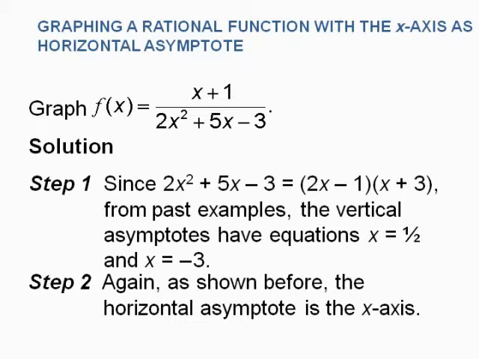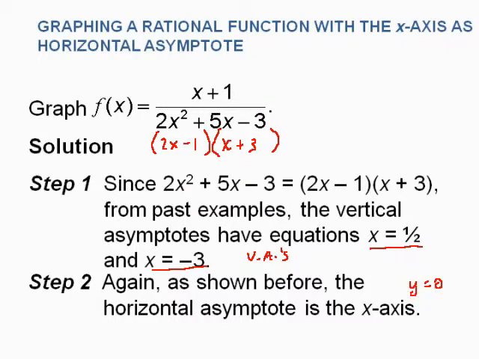If we have this next graph we're going to look at, we can factor this denominator here and get 2x minus 1 times x plus 3, factoring, and we could, of course, check that by FOILing. Setting each one of these equal to 0, we're going to get the vertical asymptotes at 1/2 and negative 3. All right, so that will be the VA here when we look at this graph. Now again, as shown before, the horizontal asymptote is going to be the x-axis, or y equals 0.